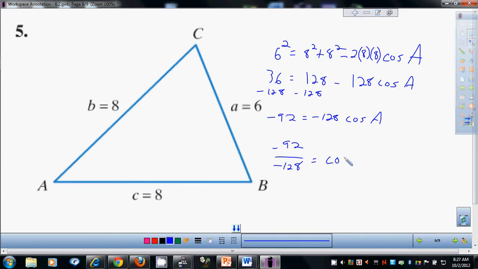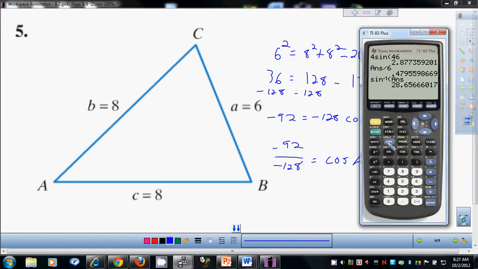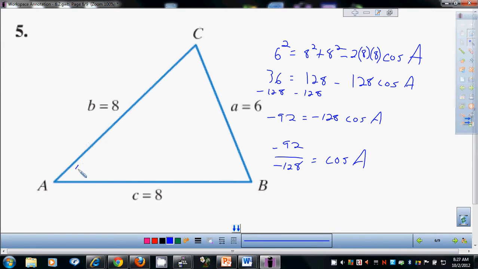And how am I going to solve for A? Cosine inverse. Music to my ears. Cosine inverse of. You can pretty much just cancel the negatives, but I'll punch it in just as it is. Bam. 44 degrees, because it says round to the nearest degree. So angle A is 44.